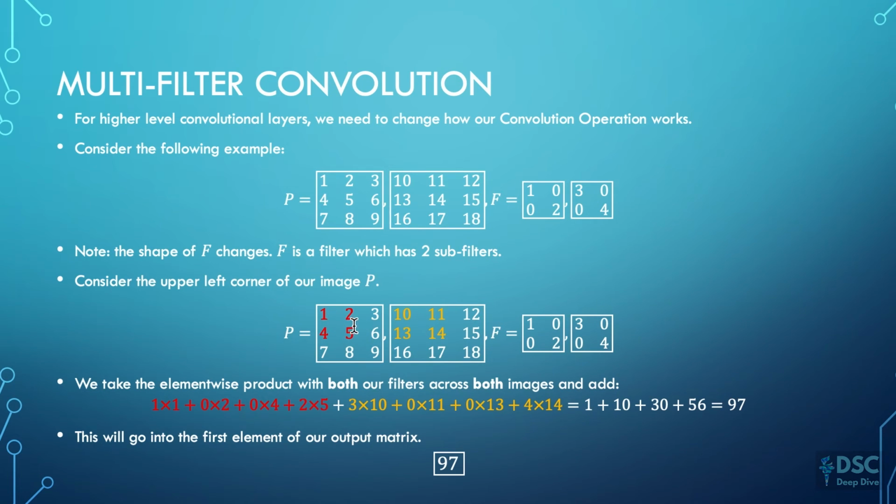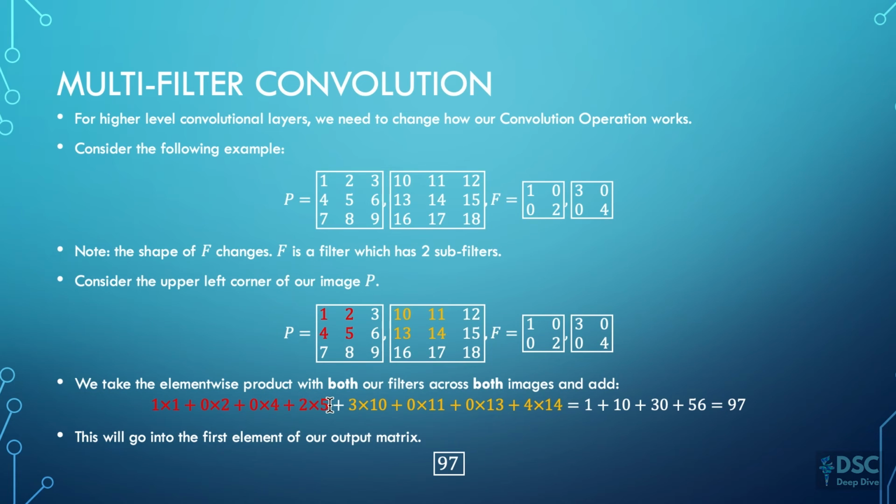For example, this right here is the upper left-hand corner of our first image, and this right here is the upper left-hand corner of our second image. So we're going to take the upper left-hand corner of our first image, and we take the element-wise product of that with the first subfilter, and we take the upper left-hand corner of our second image, and we take the element-wise product of that with our second filter, and we're going to add.